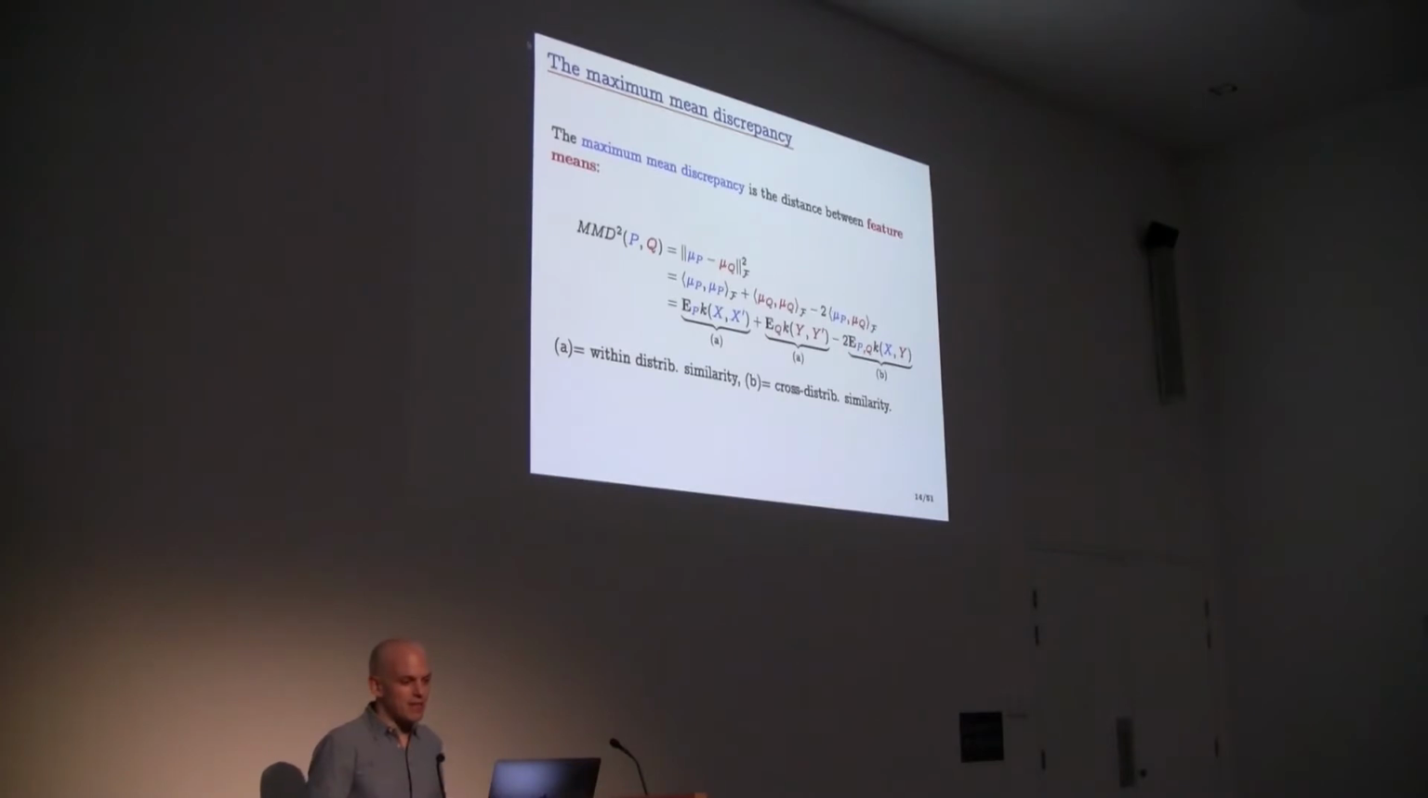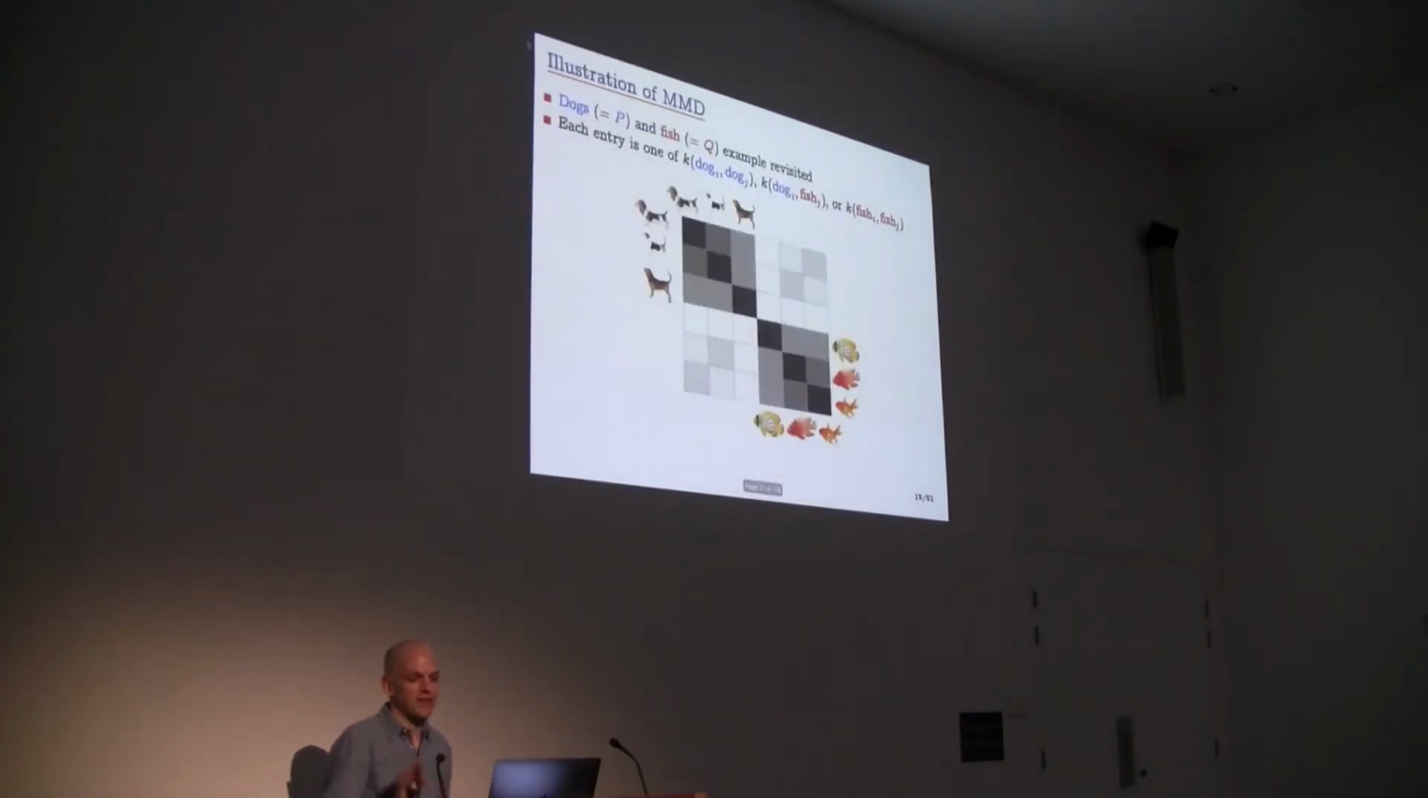So let's see what this looks like. We'll go back to our fish and dogs example, and I'm going to do this empirically. I've got my 3 dogs and my 3 fish. This matrix here is the matrix of kernel values between each pair of objects. So this entry here is the similarity between this dog and this dog. They're pretty similar, so the similarity is high. But the similarity of this dog and this fish is low, so the dot product of these features is small.